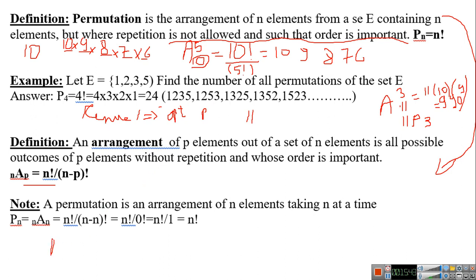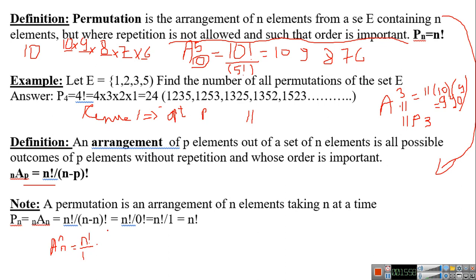Now, if you want to pick n out of n, this is called a permutation, but nothing will differ. N out of n, what does it equal? It's n factorial over n minus n, which is 0 factorial, which is 1.